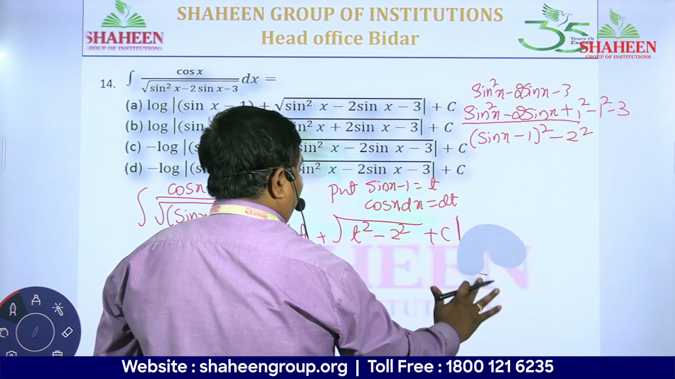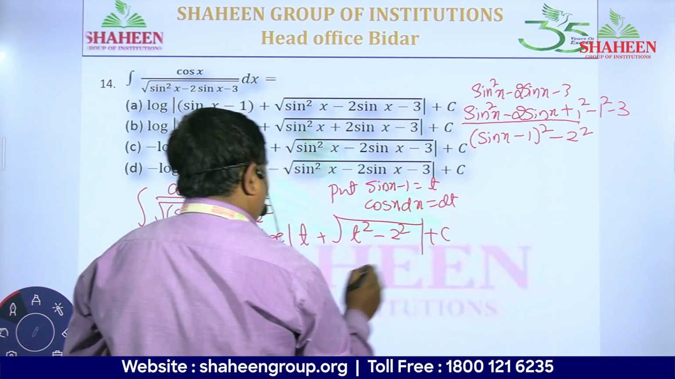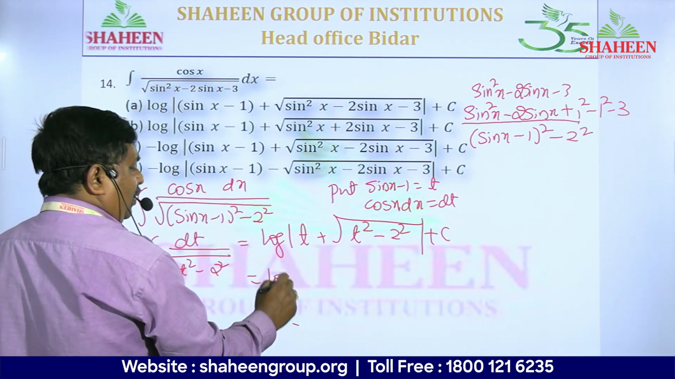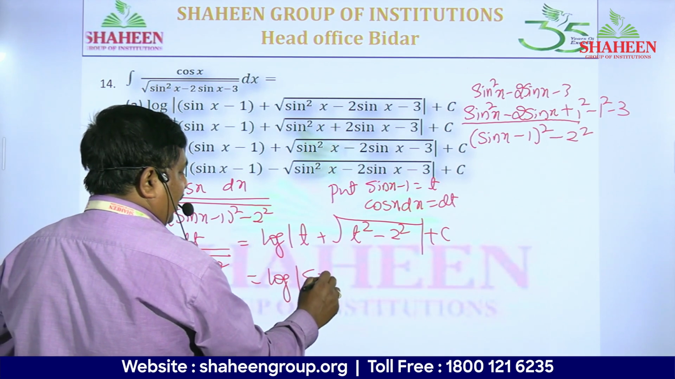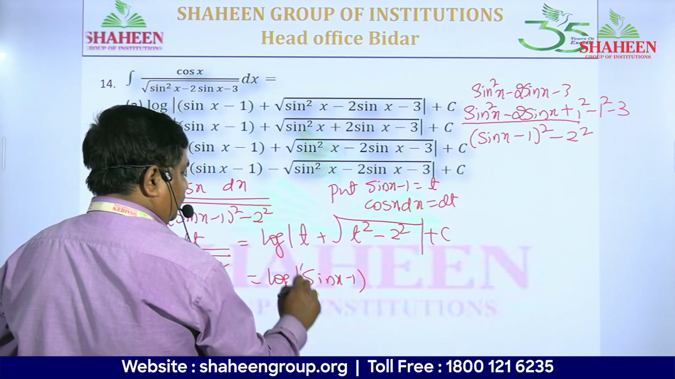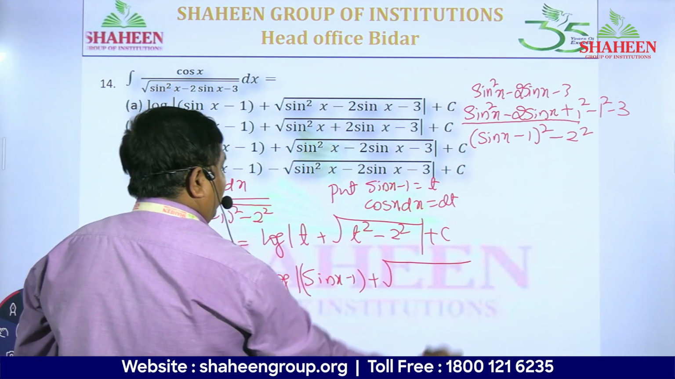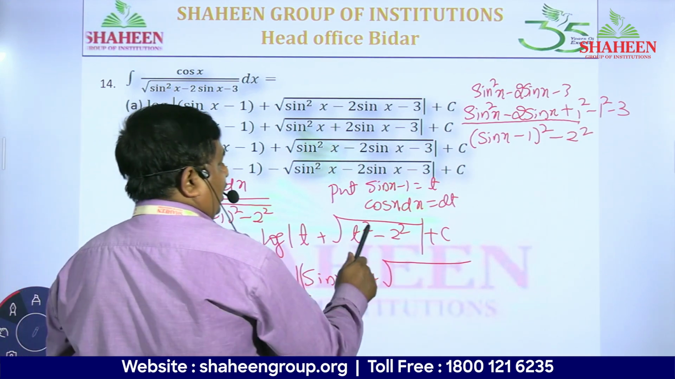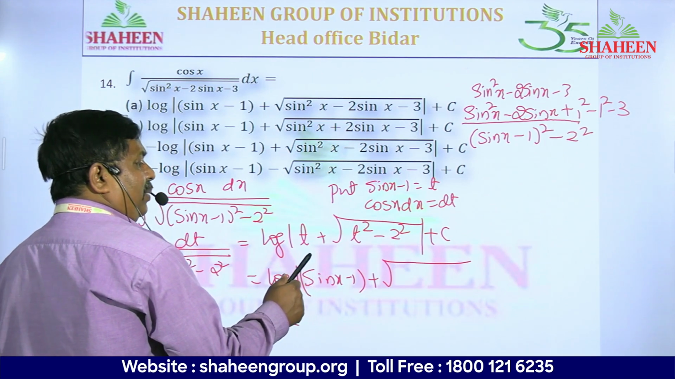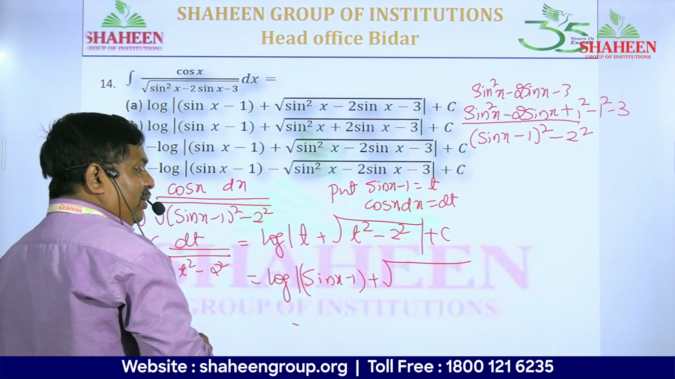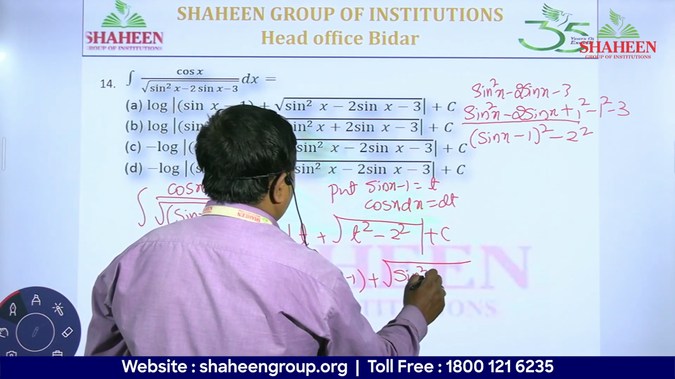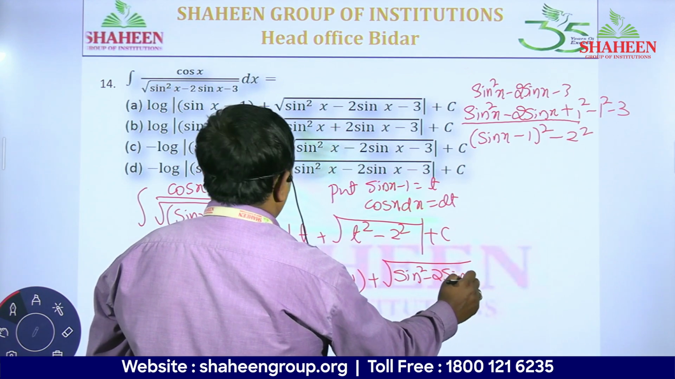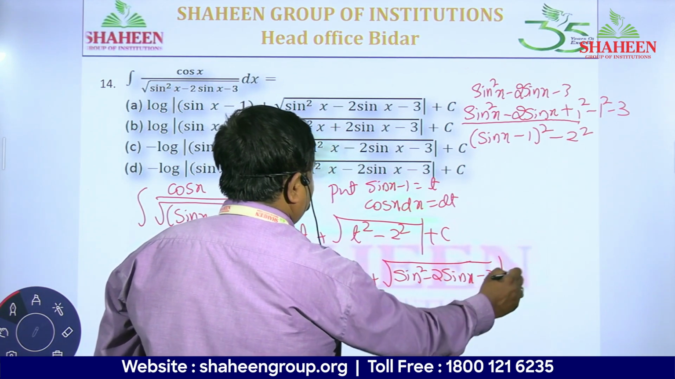So in this formula, we are replacing the t value. This becomes log of what is t? t is sin x minus 1. That is log of sin x minus 1 plus under root. If you simplify that, t square minus 2 square, by substituting t value sin x minus 1, that becomes the given question, that is sin square x minus 2 sin x minus 3 plus c.